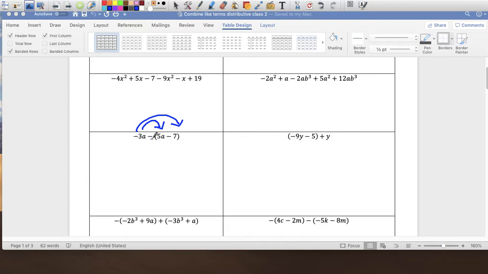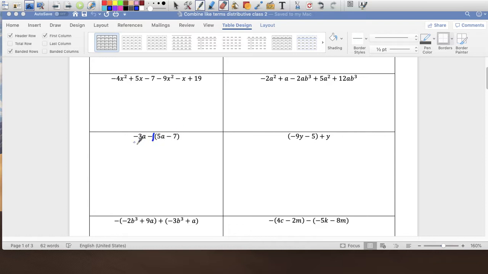This says negative 3a minus parentheses 5a minus 7. The only number that would be applied here, the distributive property, would be this invisible one that's not here. So what's the purpose of the distributive property? The purpose of the distributive property is to remove the parentheses. So think about this 5a as being right now sheltered, protected. 5a minus 7, it's inside this parenthesis.